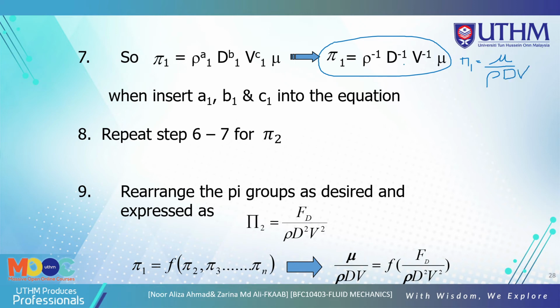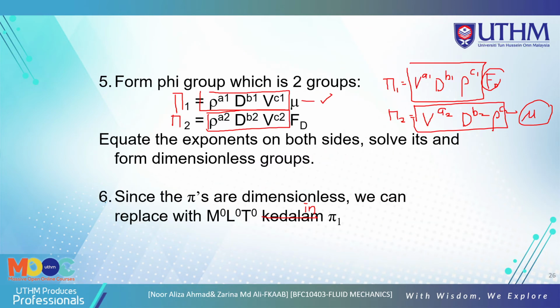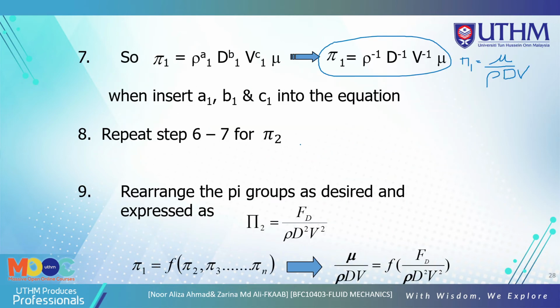Okay, so we insert A1, B1, C1 into the equation. So now you repeat steps 6 to 7 for pi 2. Rearrange the pi group. So now you repeat again from step 6 until step 7 to get the pi 2. So now you look at the pi 2.